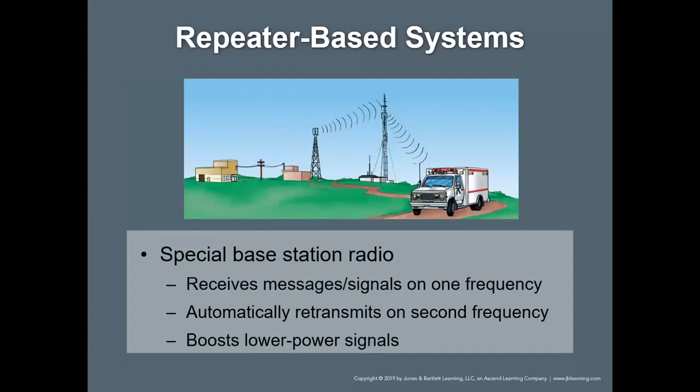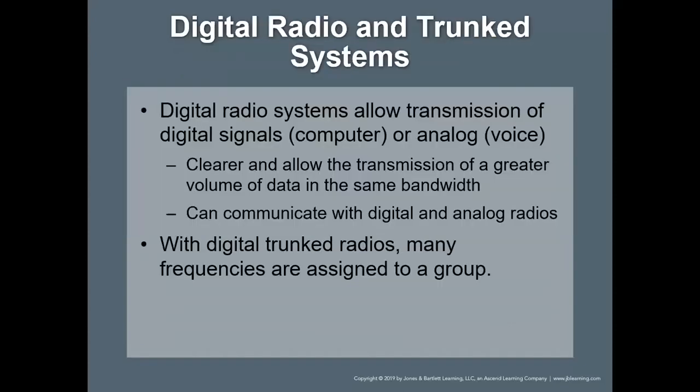Repeater-based systems. Special base station radios receive messages or signals on one frequency and then retransmit that information on a second frequency. The repeater-based system boosts the signal of the transmission.